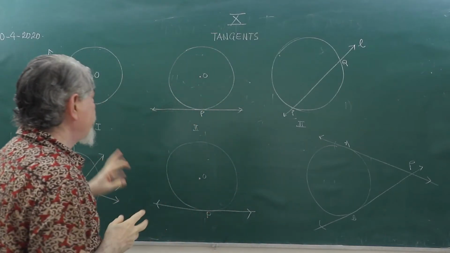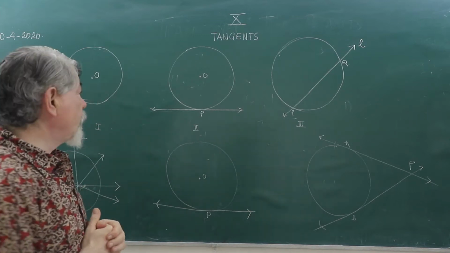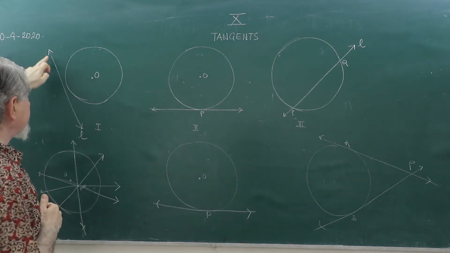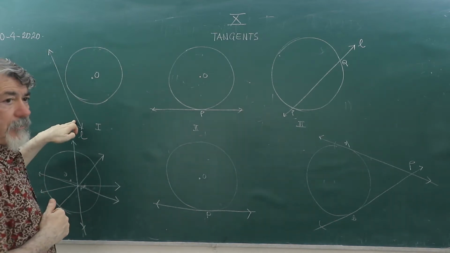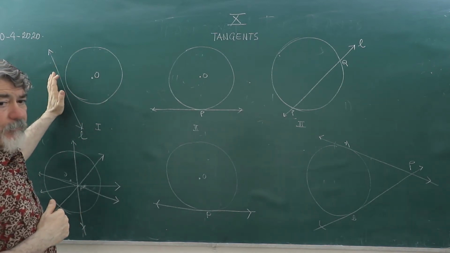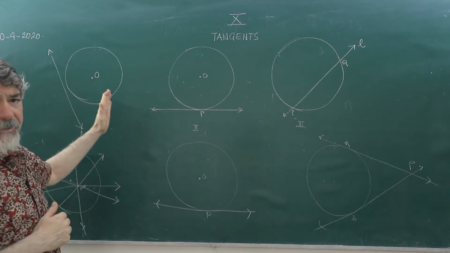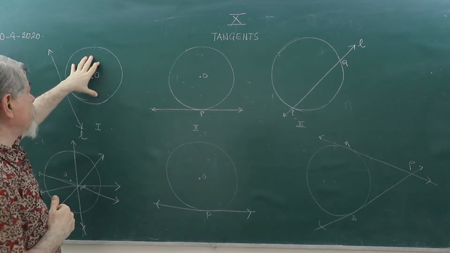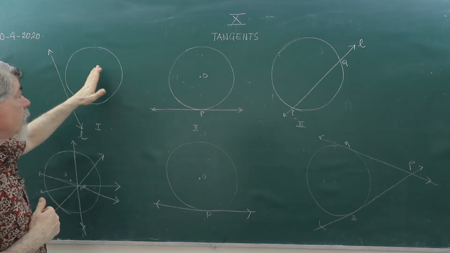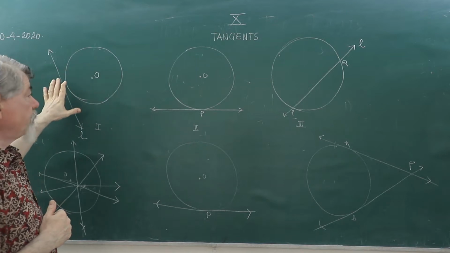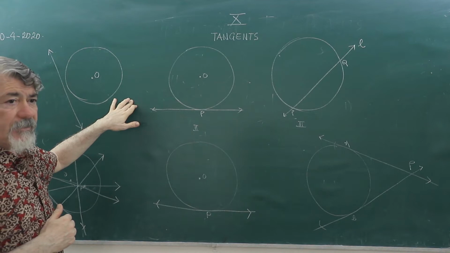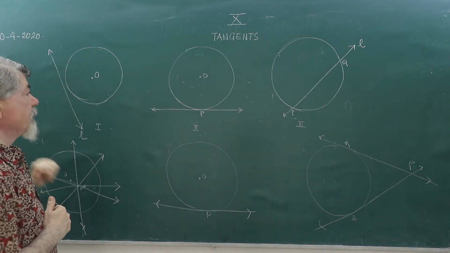First of all, I've drawn figures here on the board. If you see here, there's a circle with center O and there is a straight line L which is not cutting or touching this circle. Both of these are on the same plane. This line L is not cutting the circle. In this kind of situation, the line is called a non-intersecting line.